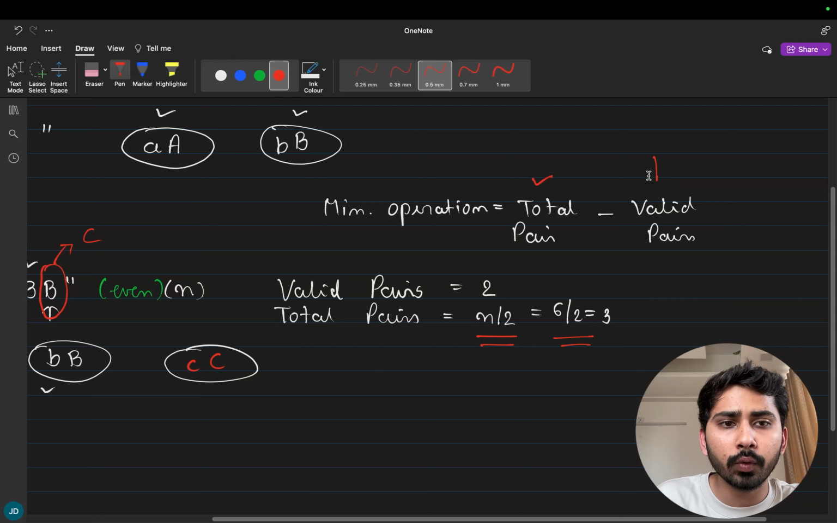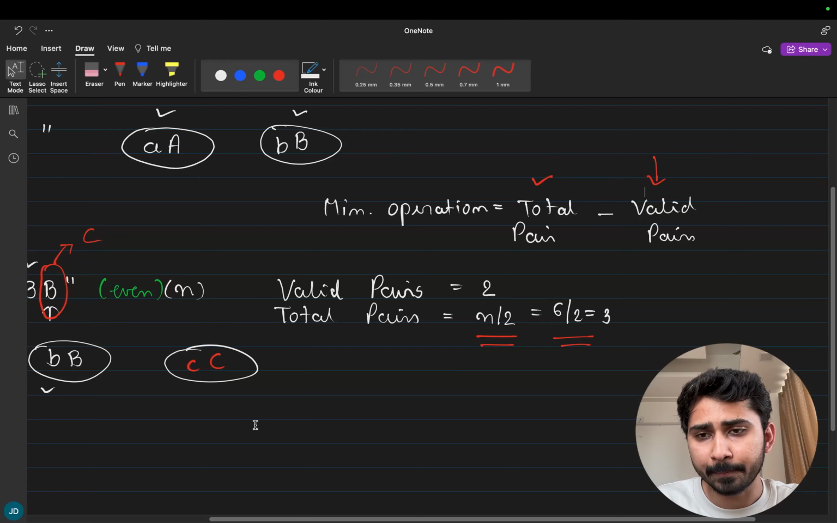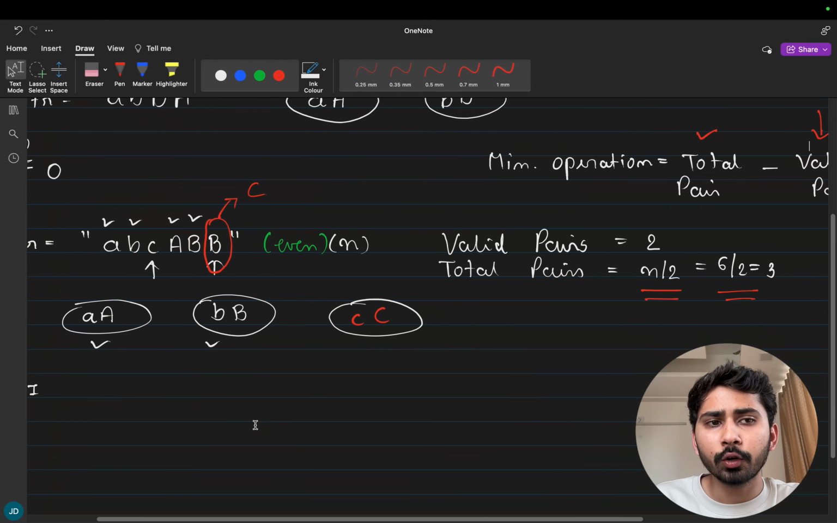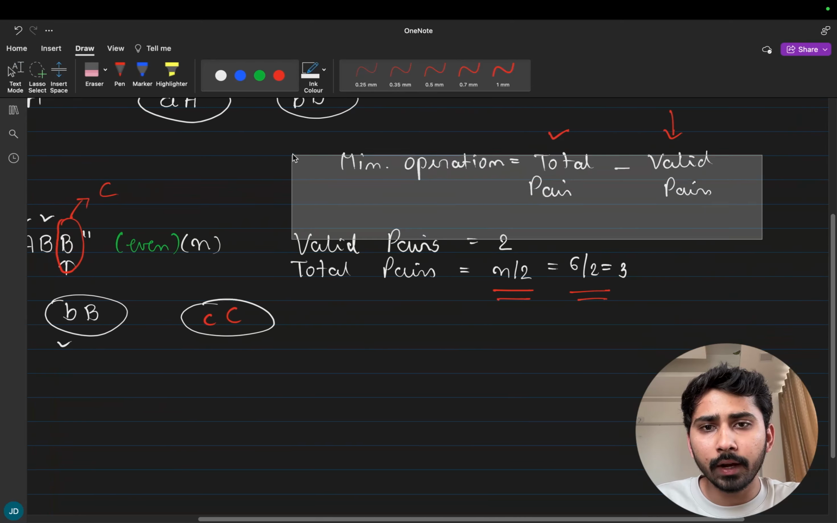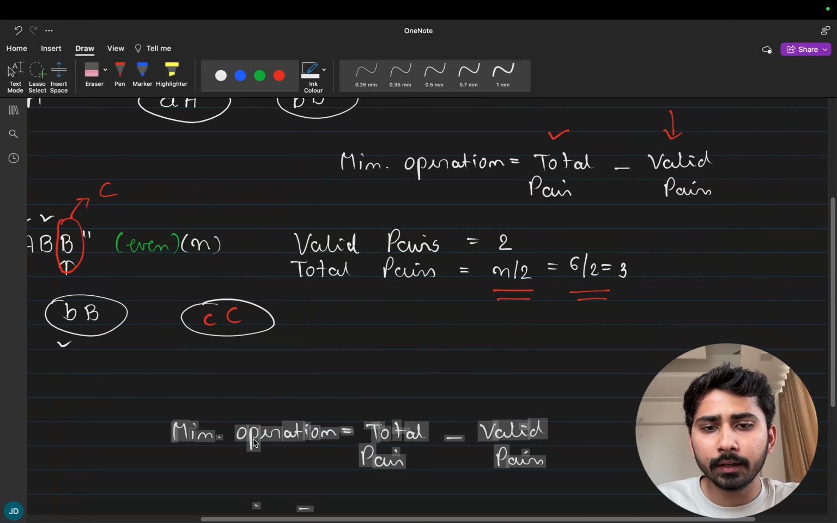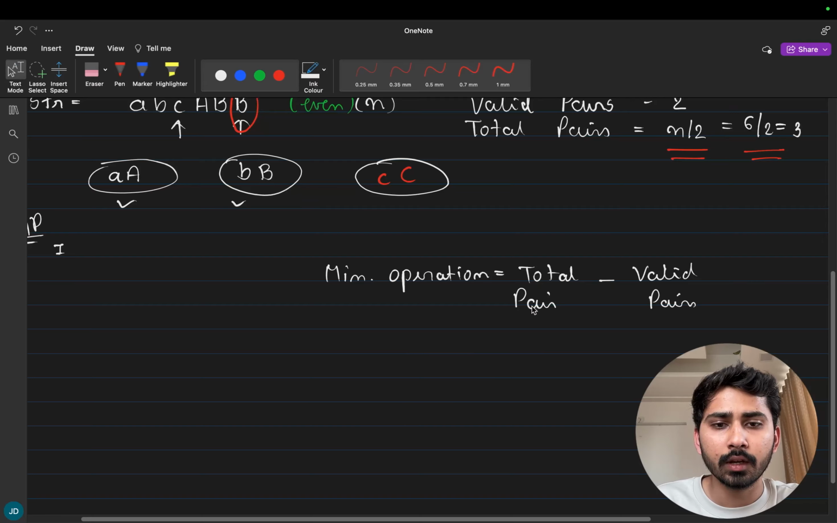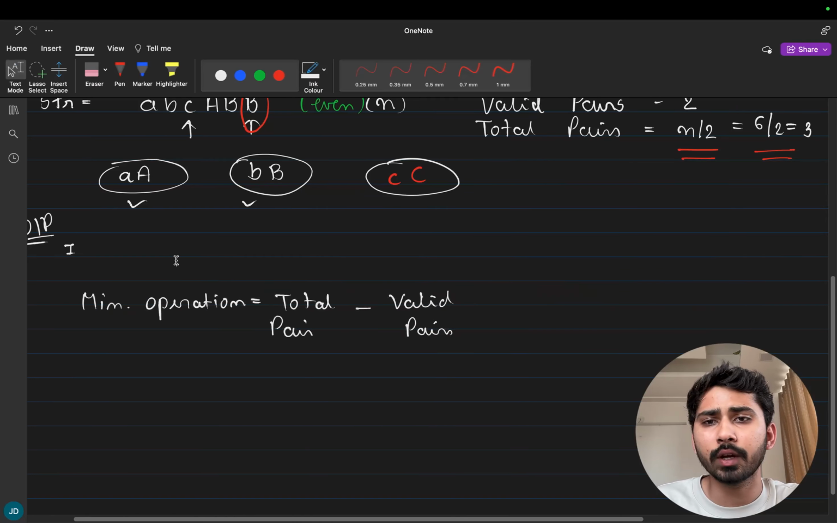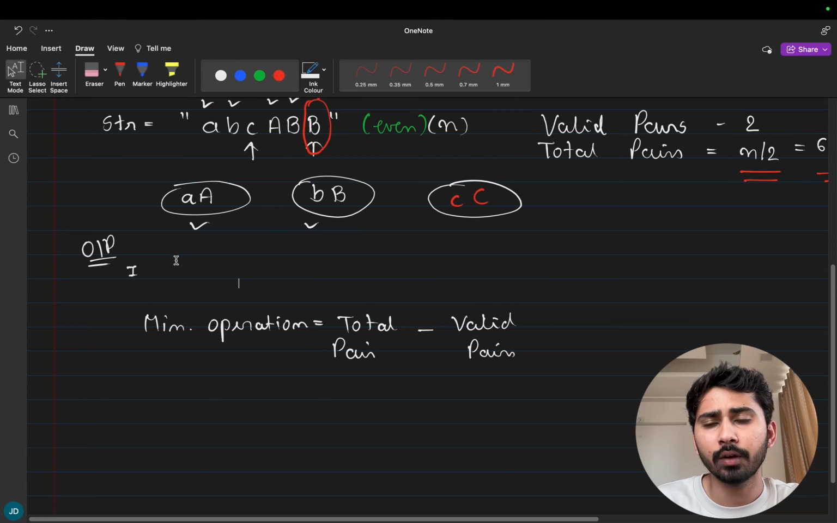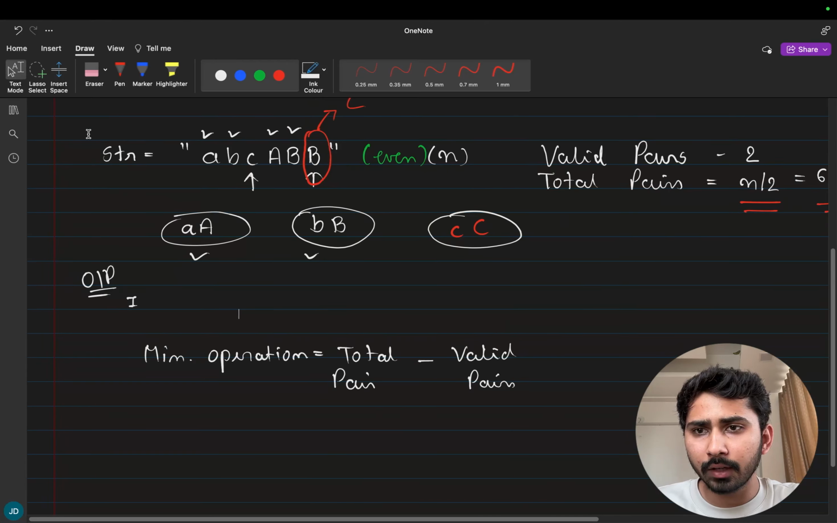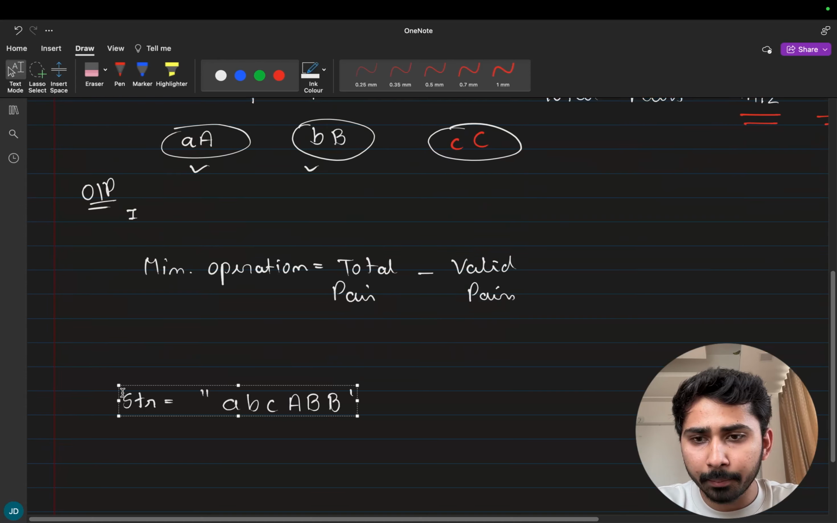Now let's see how we can find out the count of valid pairs. In order to find the total count of valid pairs, I'll be keeping track of all the characters' frequency. So I'll be creating a frequency array. You can create a frequency array, or you can also create a hash map of frequencies for uppercase as well as lowercase.